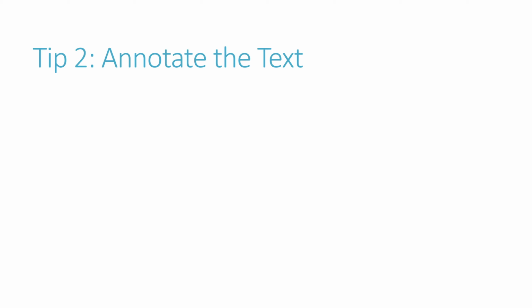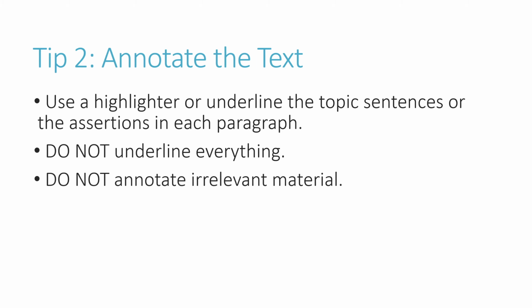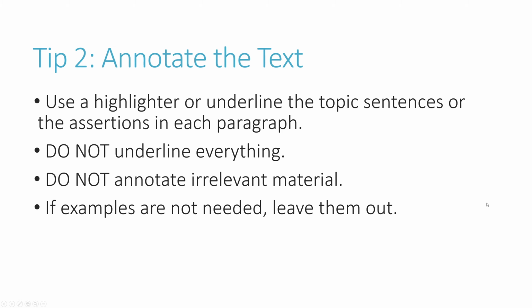Now the next tip is to annotate the text. That means making notes on the text and identifying where the main points are. Use a highlighter or just use a pen or pencil to underline the topic sentences or the assertions that are made in each paragraph. Please do not highlight any irrelevant stuff because that will only serve to confuse yourself. And if examples are not needed, please leave them out because that will add to the bulk of the summary text that you are writing.